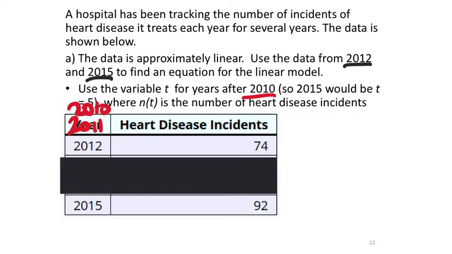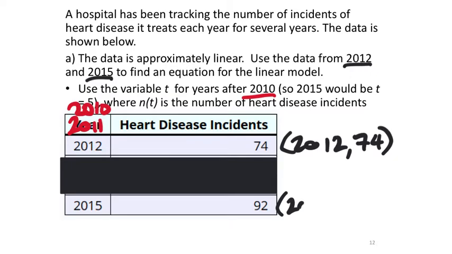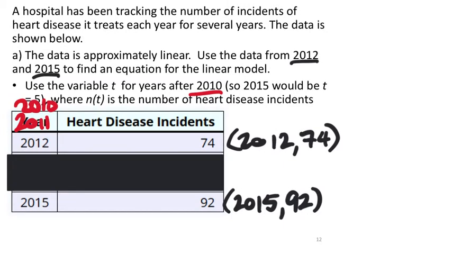Is it always going to be linear? No. But if things stay approximately the same, then it should be approximately. You should see a rate of change that stays approximate, okay? So that means that we're looking at two ordered pairs right here. This would be 2012, 74, and then this one would be 2015, 92. And since we only need two things to write the equation, one of those, of course, is slope, and we just found two ordered pairs that we can use on this.